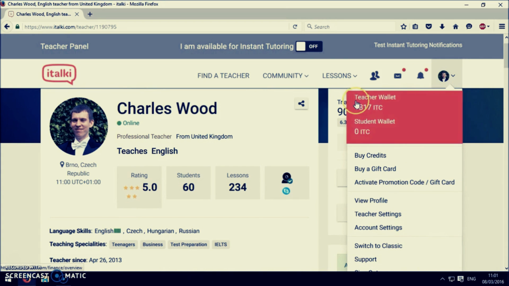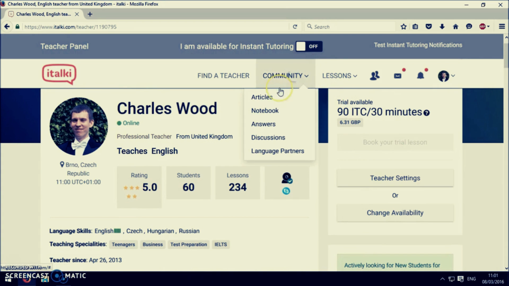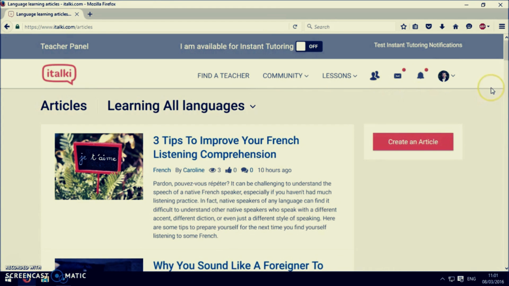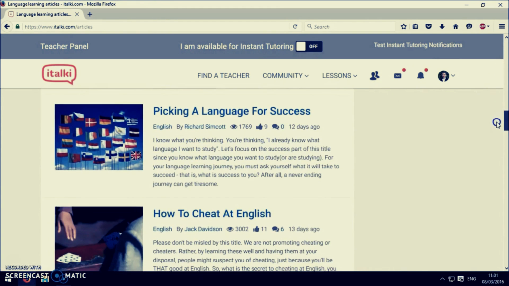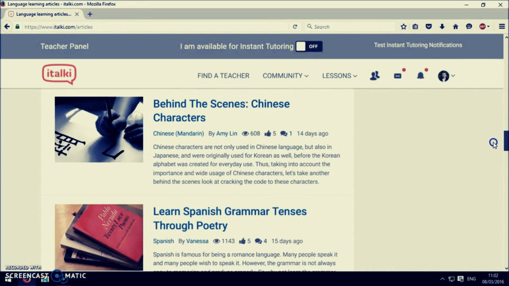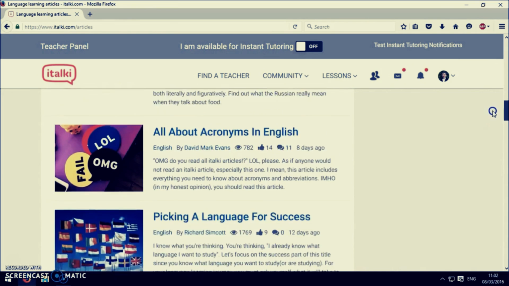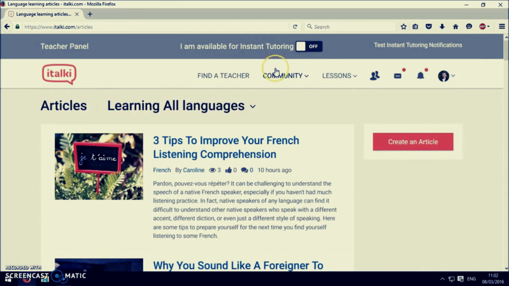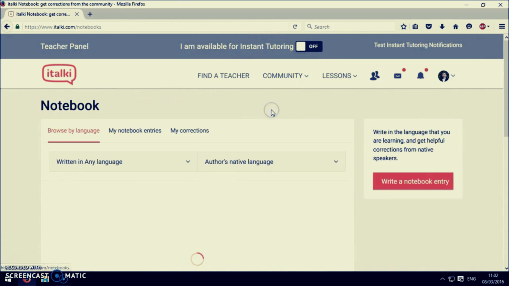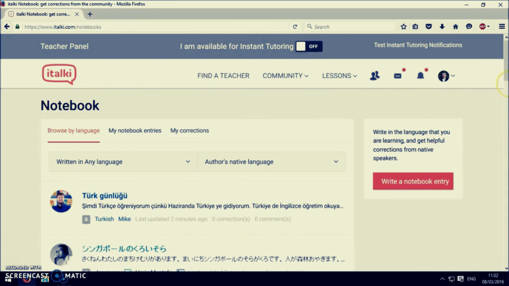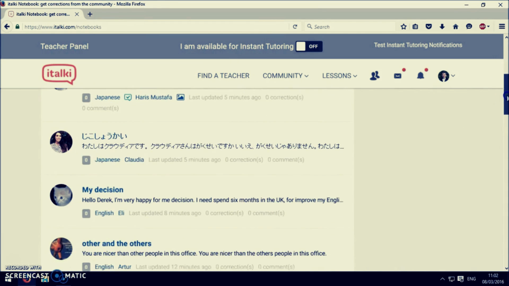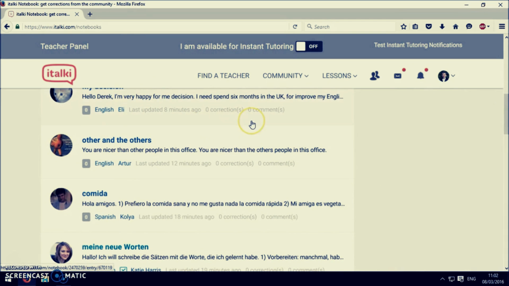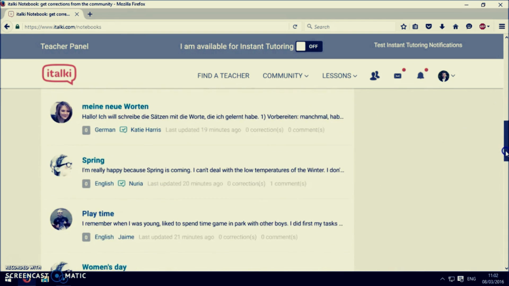Probably don't need those. You then go to the community as well, look at articles. You can read some language learning articles, quite good. That's quite interesting. Then you can look at the notebook. That's where students write their own ideas and they can be corrected. That's quite good.